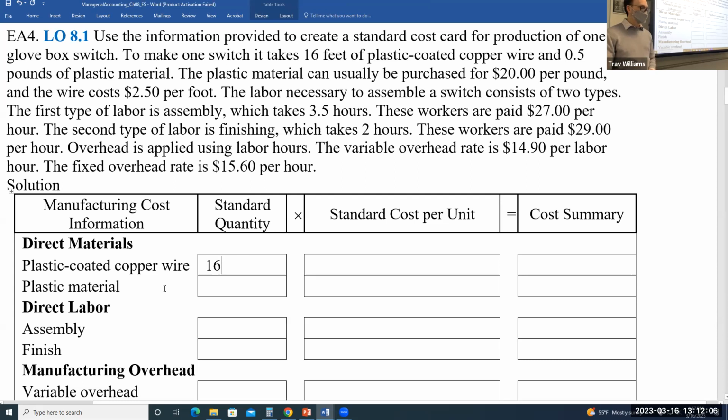And it takes a half a pound of plastic material. So under plastic material, we'll put half. Okay. Then we can see the plastic material costs $20 per pound. So we'll put that under the cost per unit of materials. That's a little confusing because it says standard cost per unit. So I think they mean unit of materials in this case, not unit of product. And the wire costs $2.50 per foot.